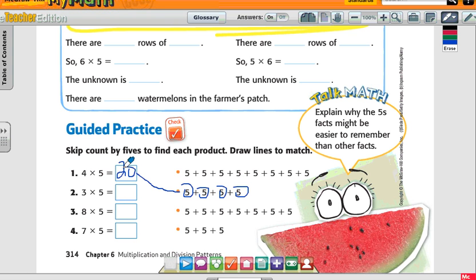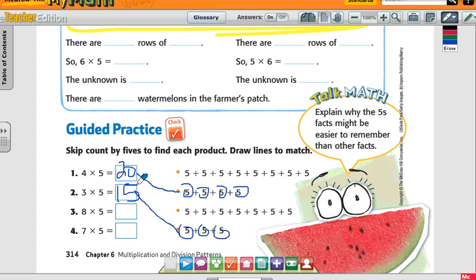Number 2, 3 times 5 is going to go where? The last one at the bottom, right? Why that one? It has 3 fives, because I'm skip counting by fives. And 3 times 5 would be? 15.